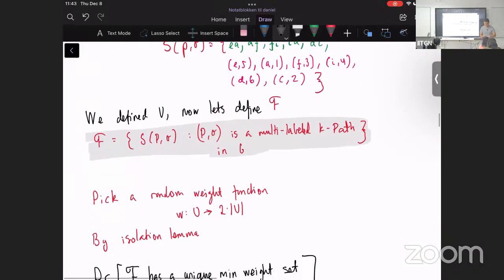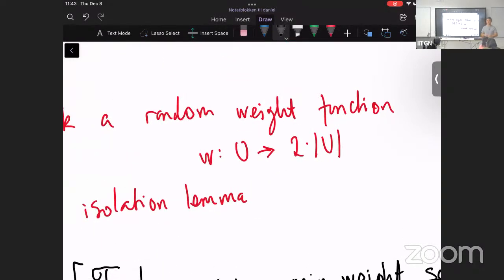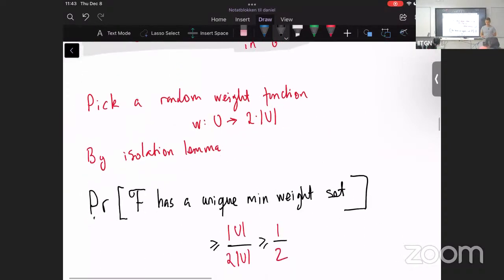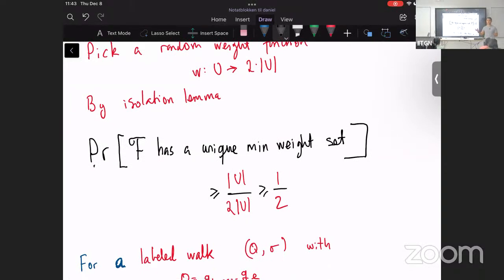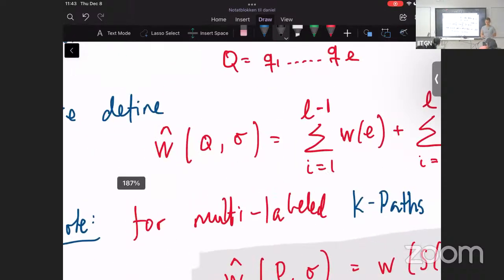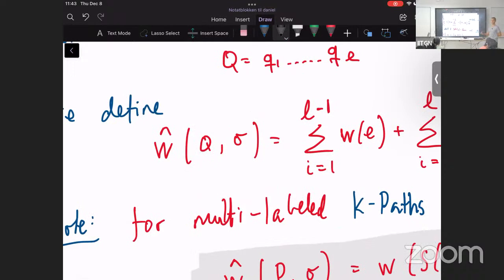So we pick a random weight function from our universe that we just defined to 2 times the universe. Now that we have a weight function on the universe, that automatically implies a weight on the sets, right? The weight of a set is the sum of the weights of the elements it contains. Yes? But it's also a weight function on edges and vertex label pairs. Therefore, we can use this weight function to assign weights to labeled blocks.